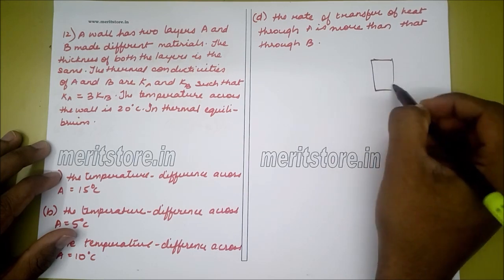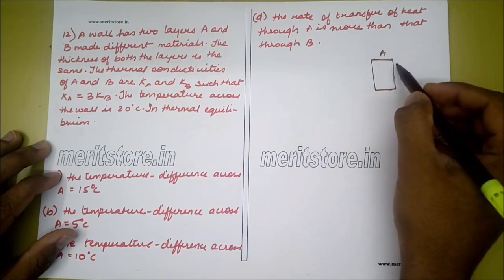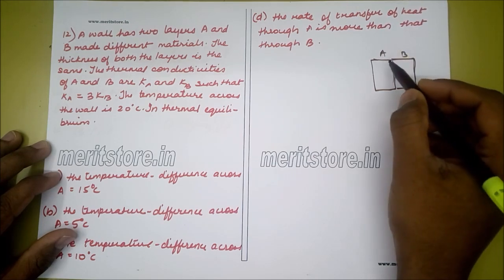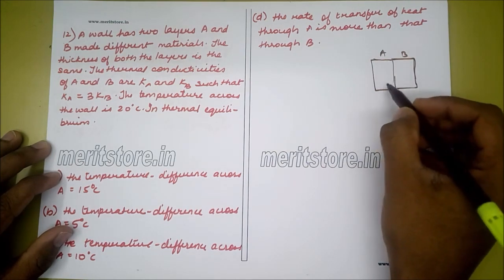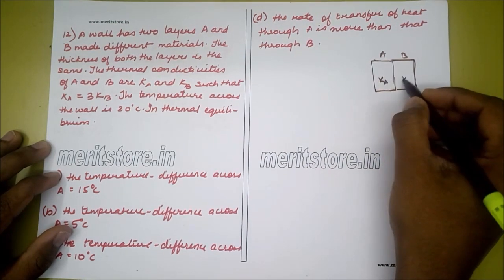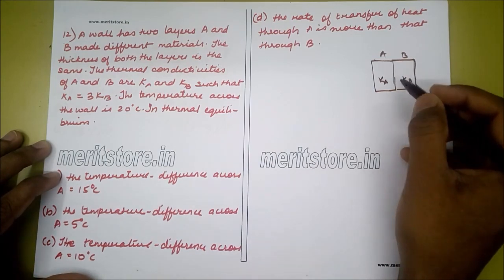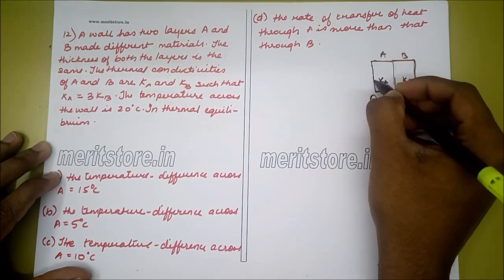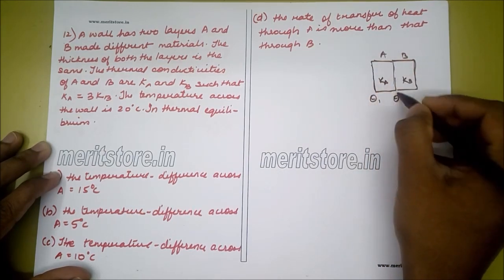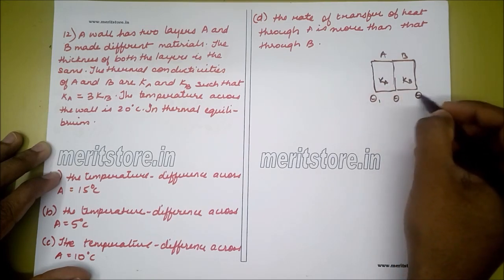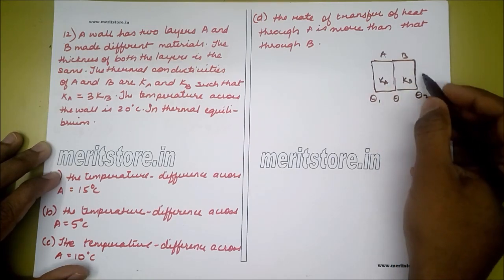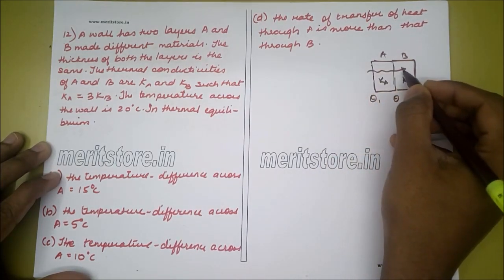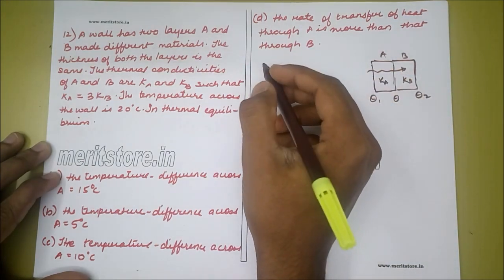So suppose this is a wall of material A and this is another wall of material B. Since both the thicknesses are the same, let Ka be the conductivity of A, and let Kb be the conductivity of wall B. Let theta 1 be the temperature at this face, theta be the temperature at the interface of both the walls, and theta 2 be the temperature at the end face of wall B. Now since this is a series flow, the rate of heat flow is the same.